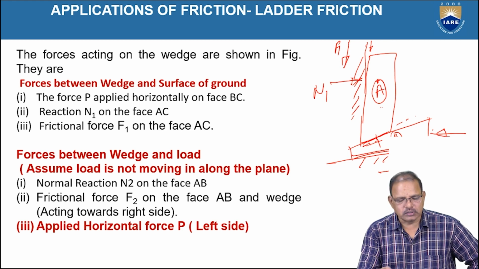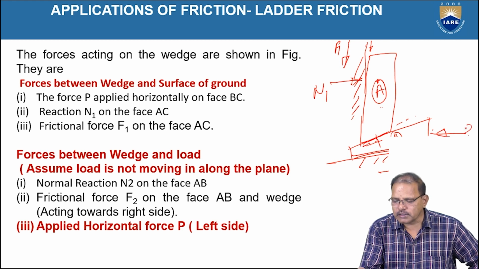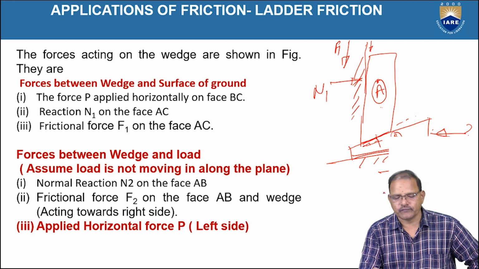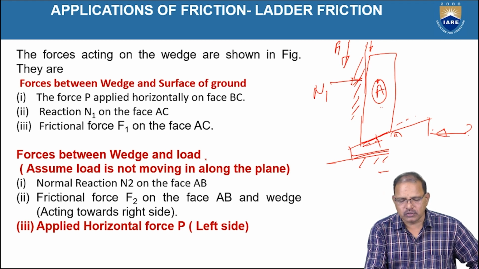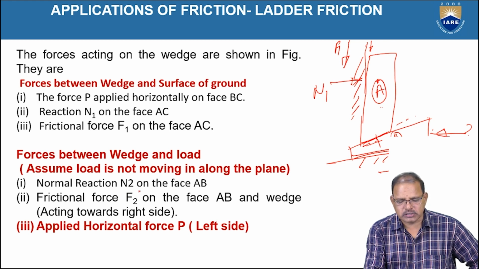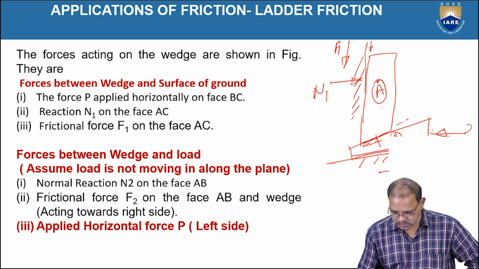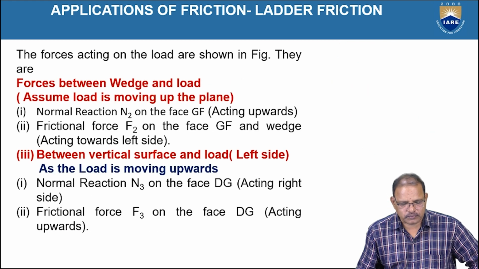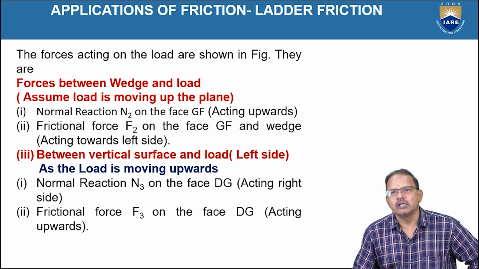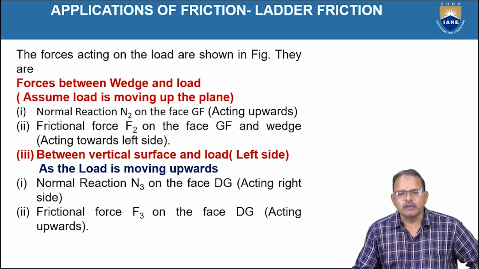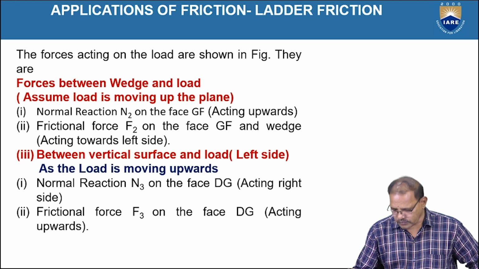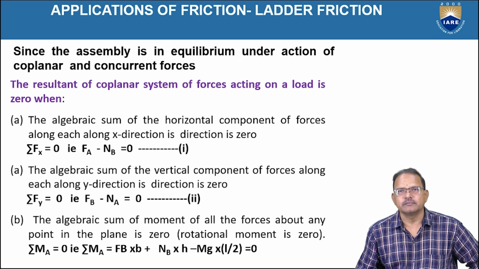We have to consider that the force P is applied horizontally. Here the force P is applied. The reaction N1 on face AC and friction force F1 are shown. The forces between the wedge and the load are given now: the normal reaction N2 on face AB, and the frictional force F2 is also given. So, by using these conditions, we can determine the minimum force that can be applied in order to lift the load. This is one of the applications of frictional force.